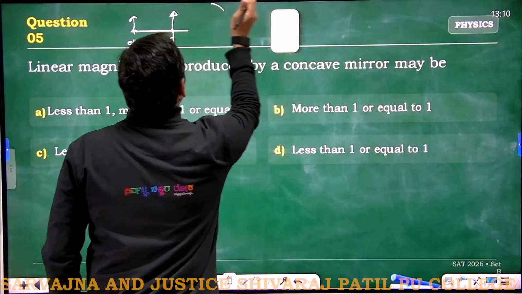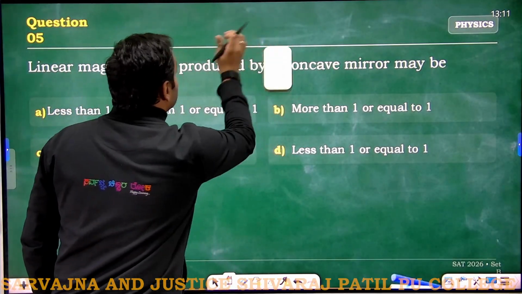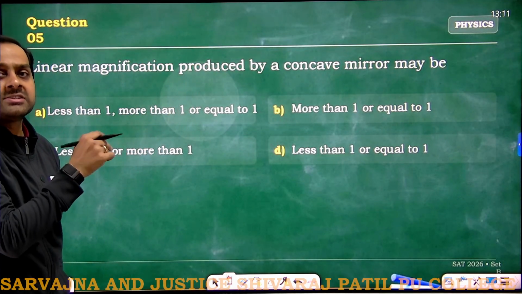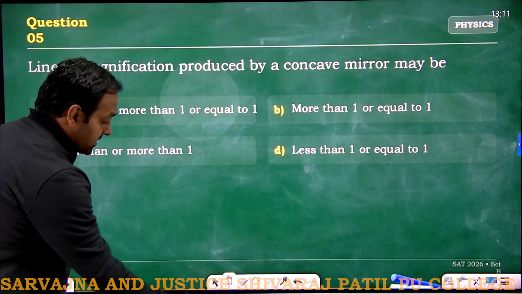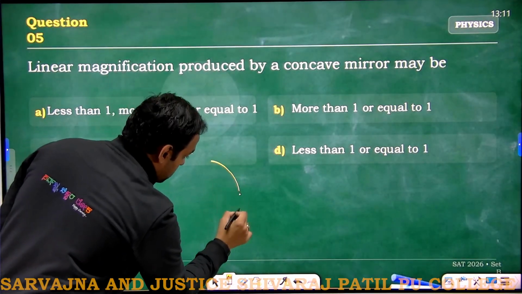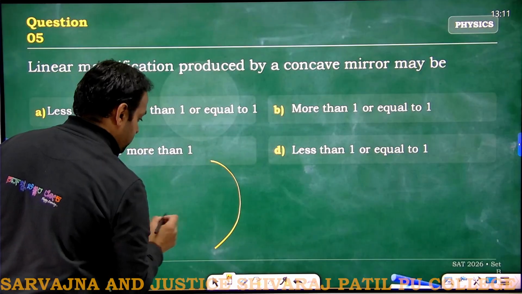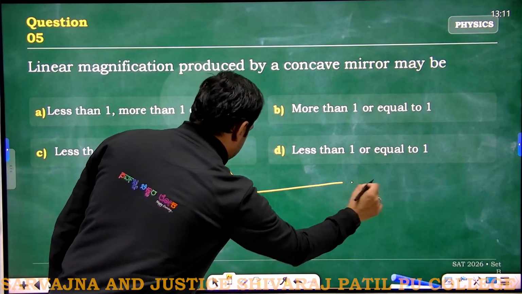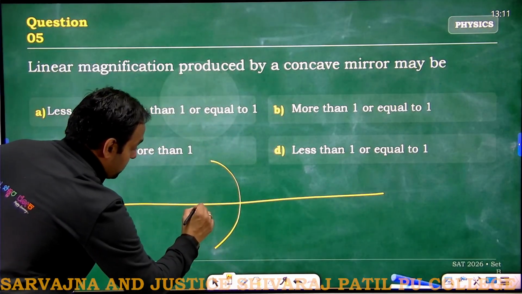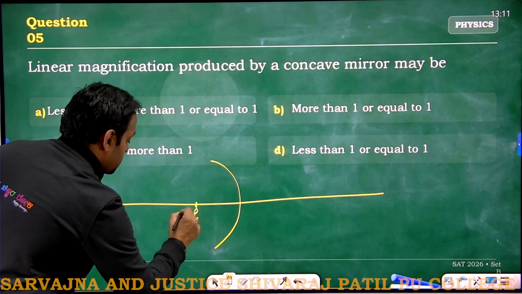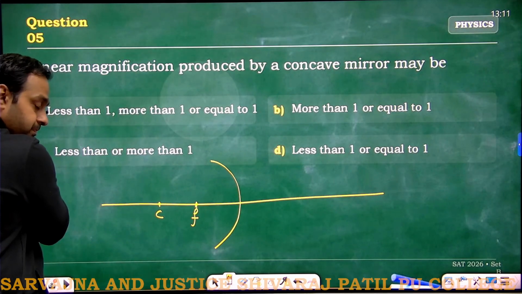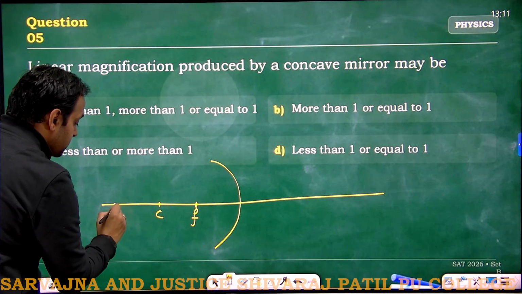Now I will tell you a very short trick to remember: when the object moves, the image moves. This trick is very nice, please try and remember this. Let's say this is your concave mirror, and this is your principal axis, this is your focus, this is your center, and let's say this is your infinity.